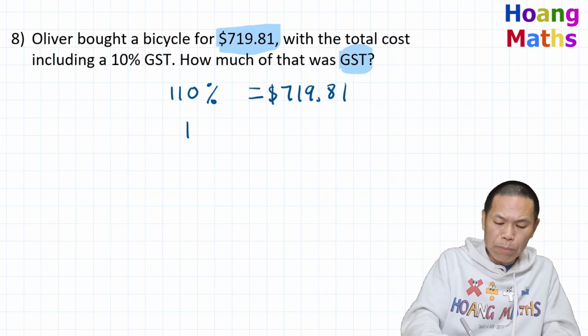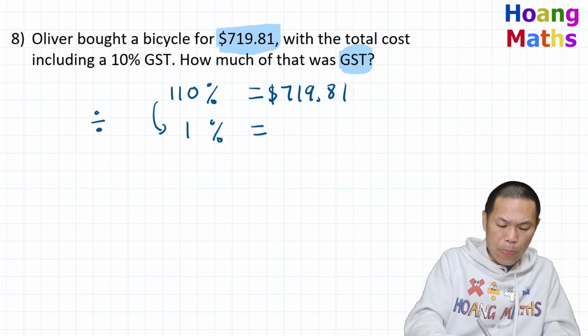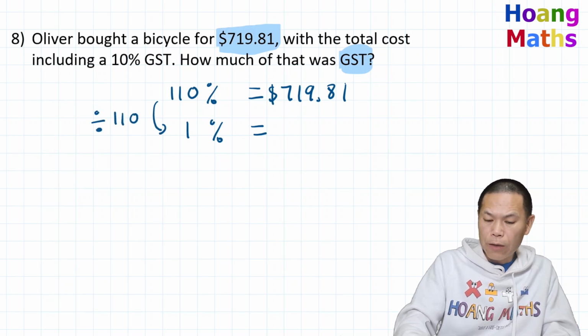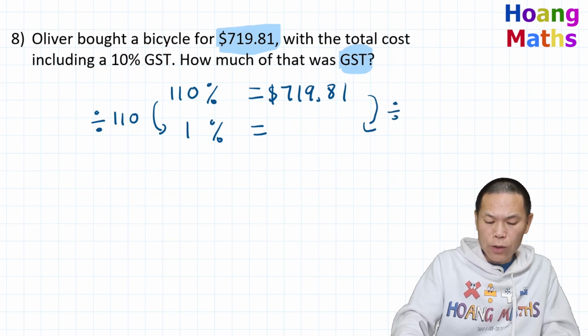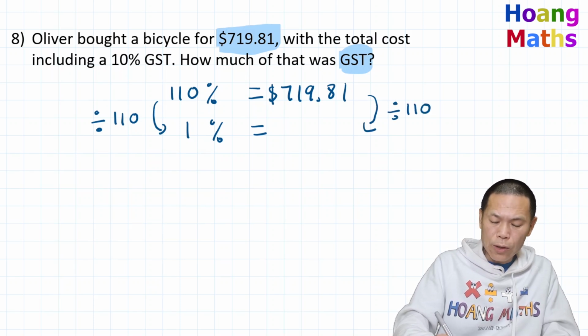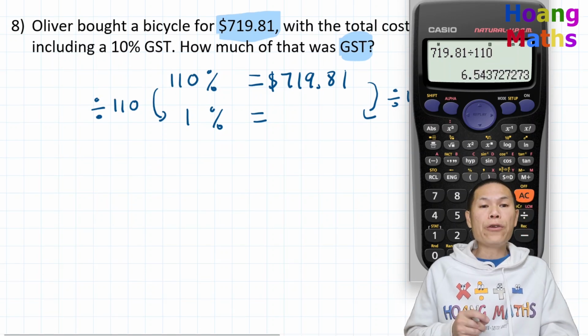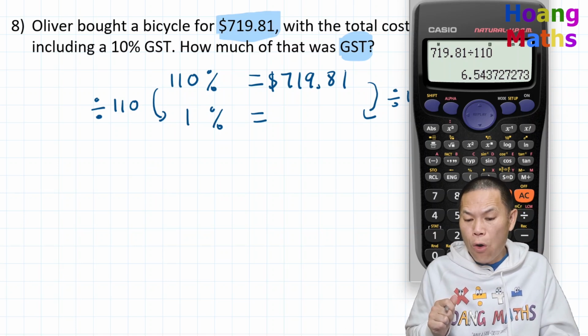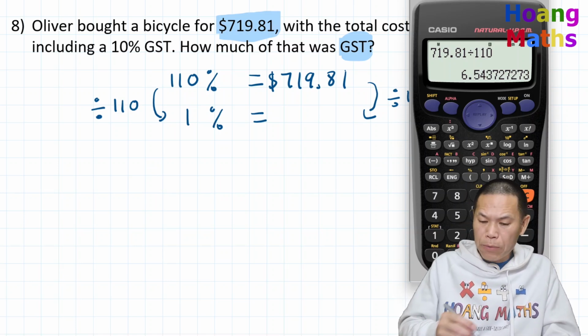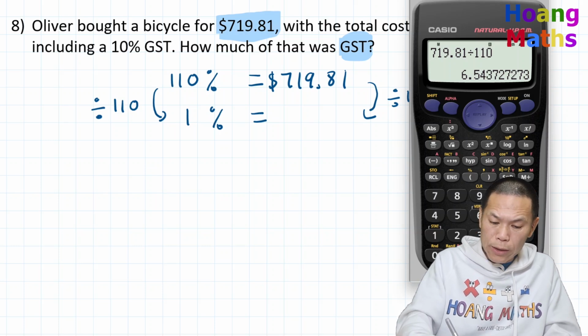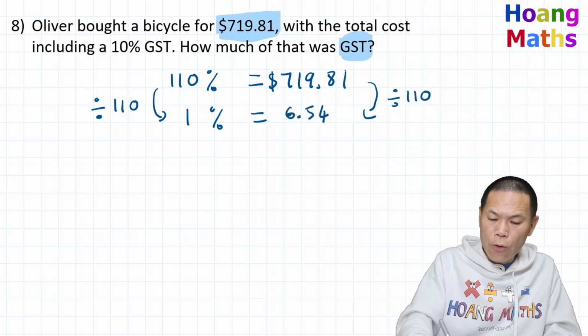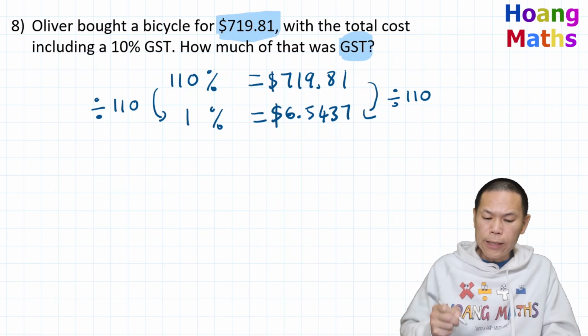Now 1% is equal to, from here to here, we divide this by 110. And of course, we need to divide this by 110. So I just go 719.81 divided by 110. There you go, that is 6.5437. Let me write this down first. 6.5437, so that is 1%.